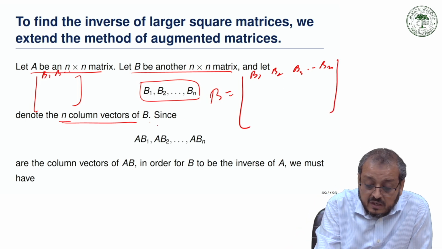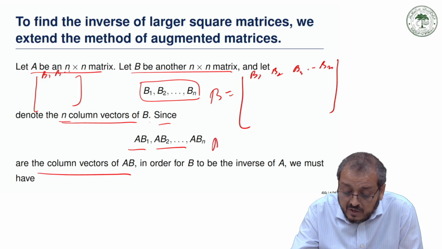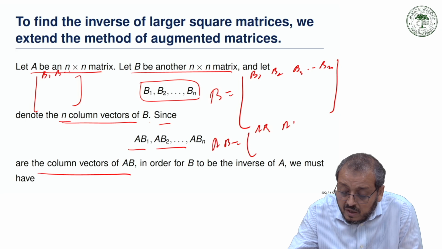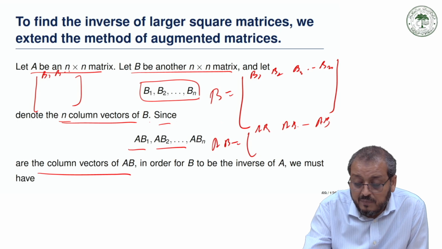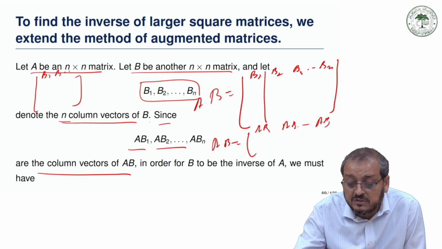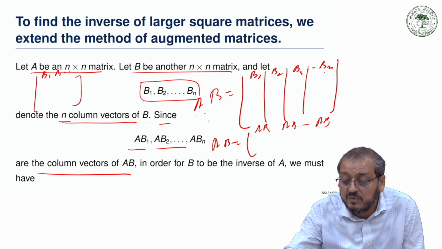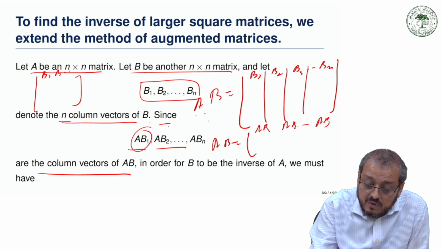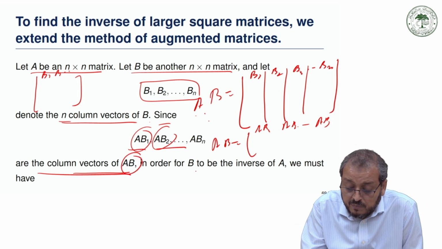Then AB can be written as the columns AB1, AB2, and so on up to ABn. We take the matrix A, of size n by n, and multiply it by each corresponding column: this is AB1, this corresponds to the column AB2, this corresponds to column AB3, and so on. So AB1, AB2, up to ABn are the column vectors of the matrix AB.